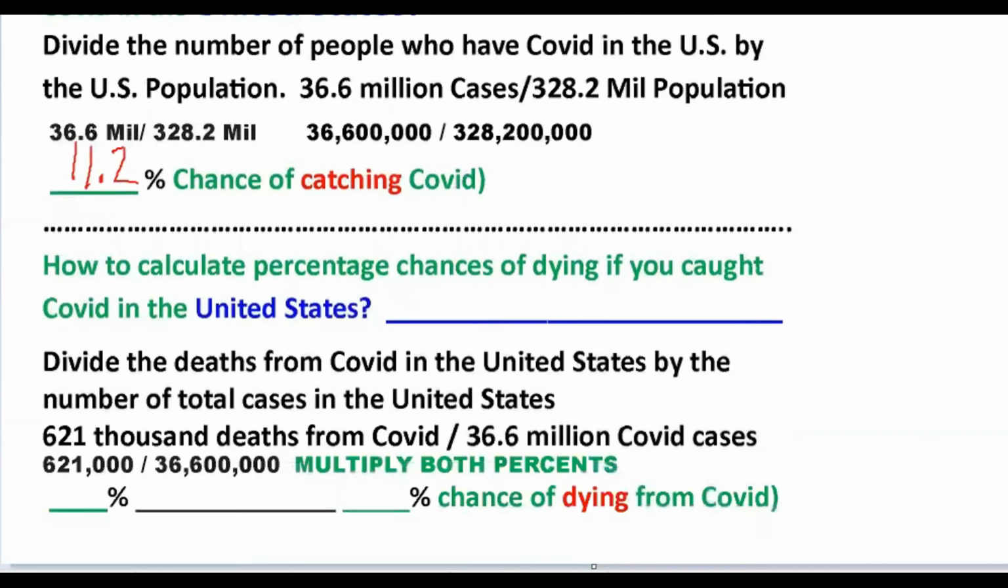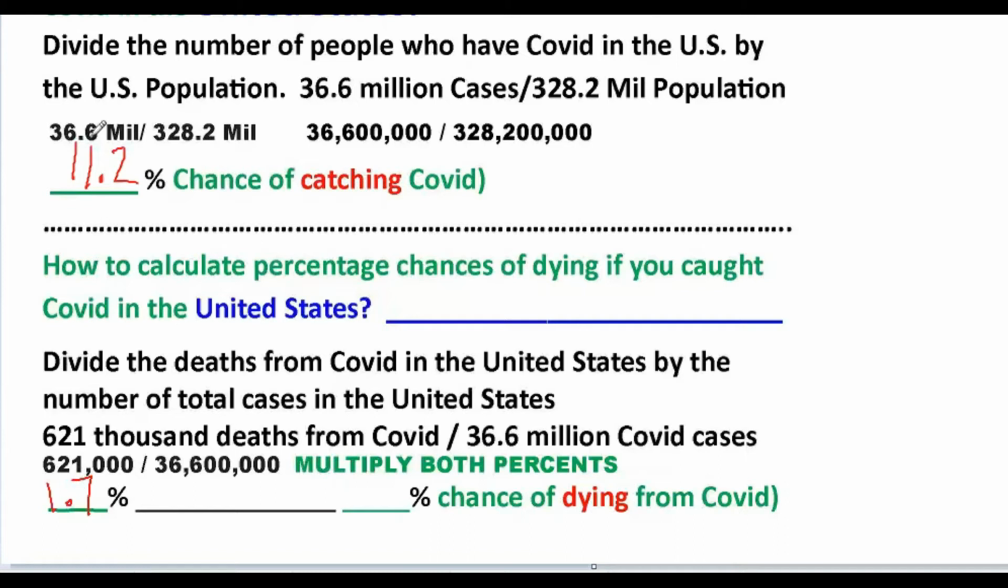Now our second question here, how do I calculate the percentage chance of dying if you caught COVID in the United States? Okay, let's go ahead and see here. We have to divide the deaths from COVID in the United States by the total number of cases in the United States. We have 621,000 deaths and 36.6 million cases. When we do that division, you should get 1.7%.